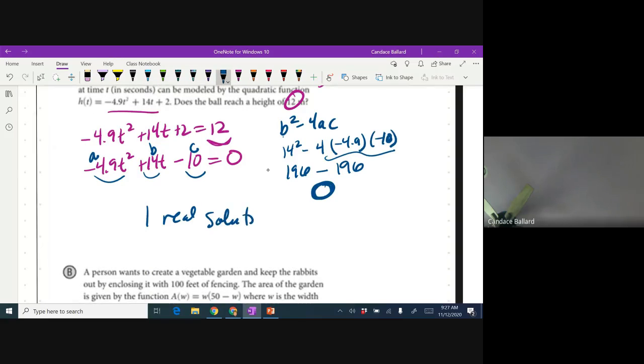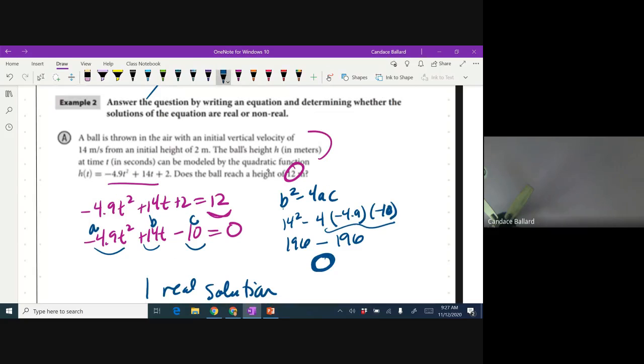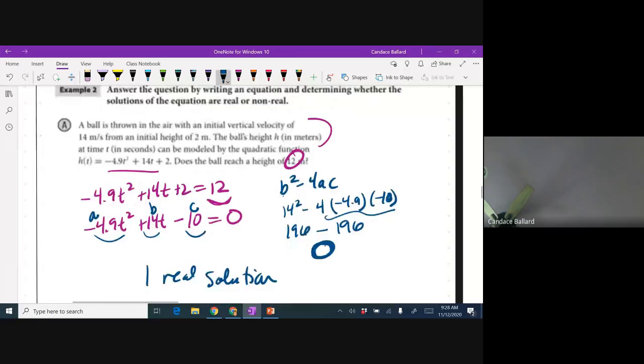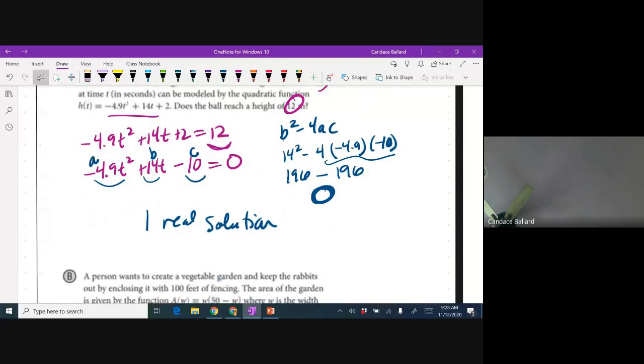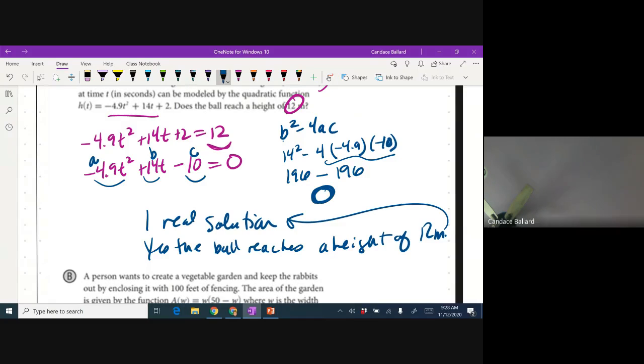And then because we're going to be doing a book problem, they also, but that really wasn't the question they were asking me. It says, does the ball reach a height? And it does if we have a real solution of any kind. So if you get 1 real or 2 real, the ball does reach a height. So yes, the ball reaches a height of 12 meters. And it would be because we have at least 1 real solution.